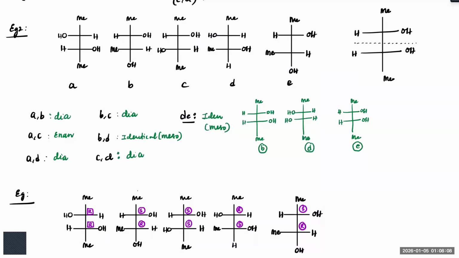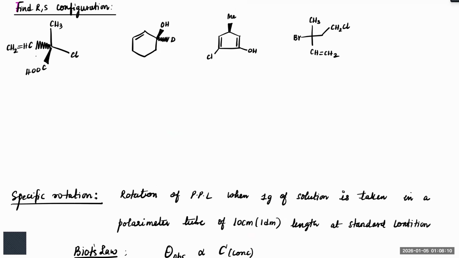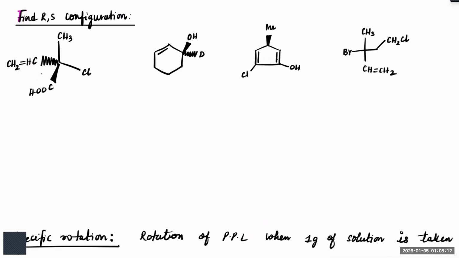Now, what if I were to ask you what is the RS configuration for every case given here? Like this, there is a chiral center in this case. So I need to find out the RS configuration. Then how do we figure that out?